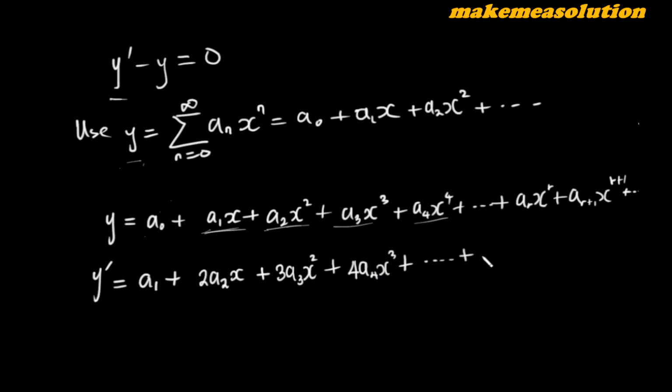plus dot dot dot. Then when we differentiate, I will not differentiate this term of course, we know what it gives us, r a r x to the r minus 1, but my focus is on this. So when I differentiate it, I'll get r plus 1, then a r plus 1, then x to the r plus 1 minus 1, which is r.